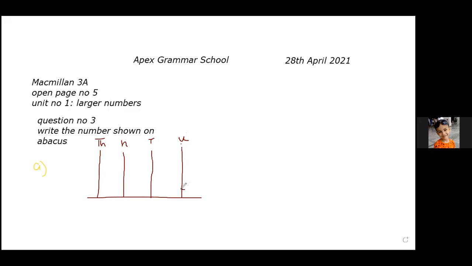So I'm going to draw 3 discs, and then I'm going to write it under the line. You can see there is a line under the abacus. How many discs are there? There are 3 discs. 1, 2, 3. So in the units, there are 3 discs.